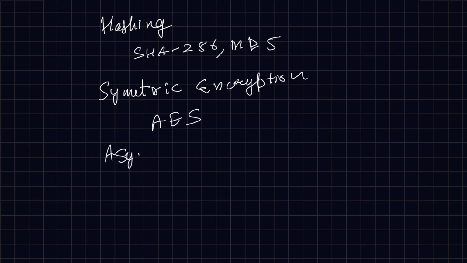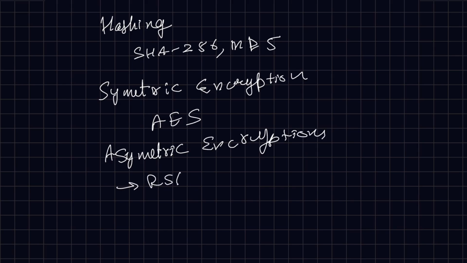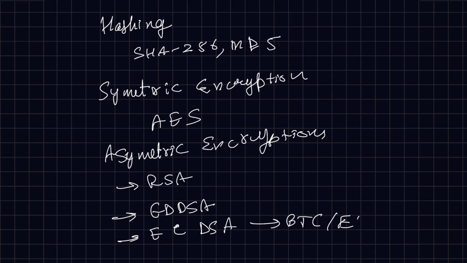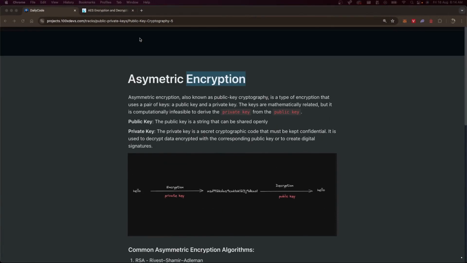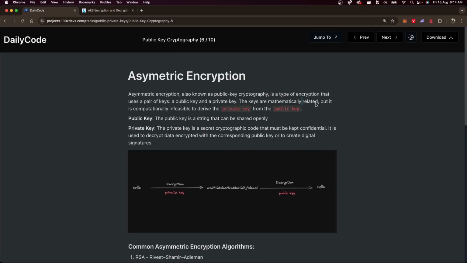And for asymmetric encryption, we heard about three algorithms: RSA, EDDSA, and ECDSA. This one's used in BTC and ETH. This one's used in Solana. What is it used for? It's used for generating public and private keys that follow these formats, that follow these conditions right here. But it is computationally infeasible to derive the private key from the public key.